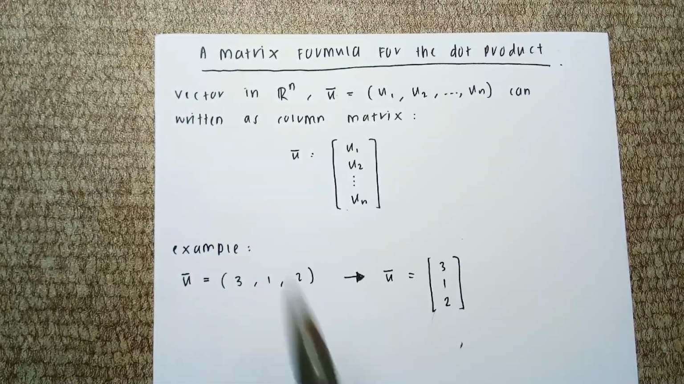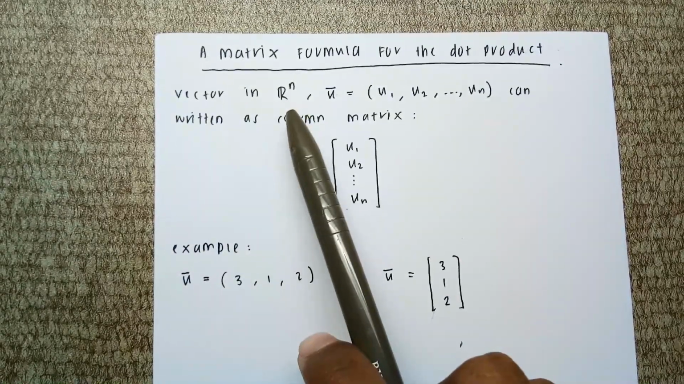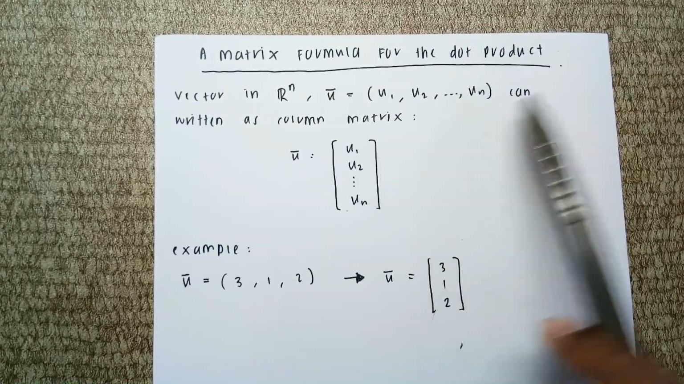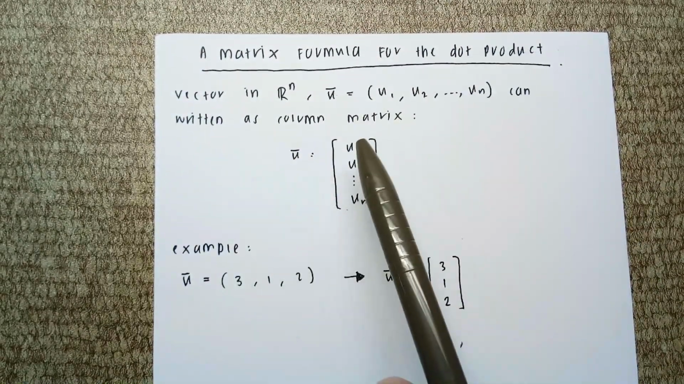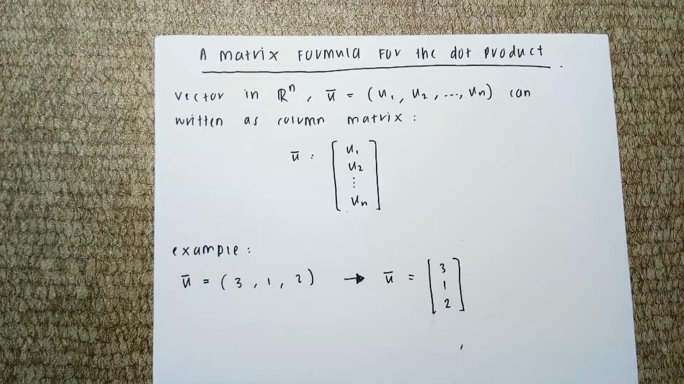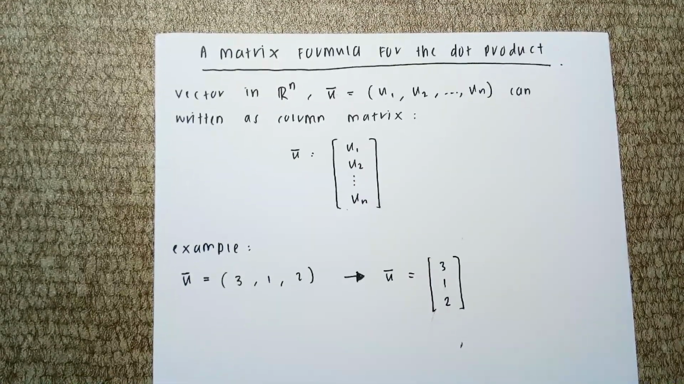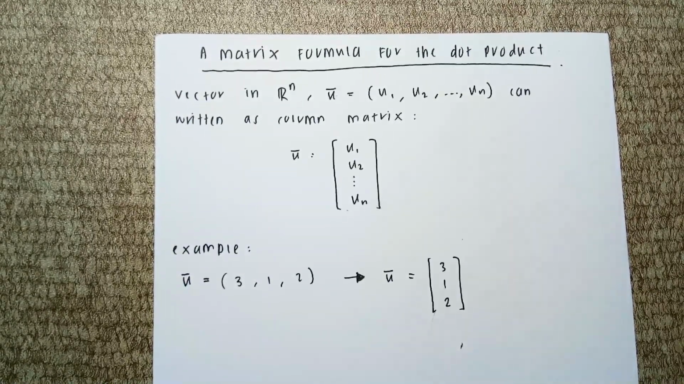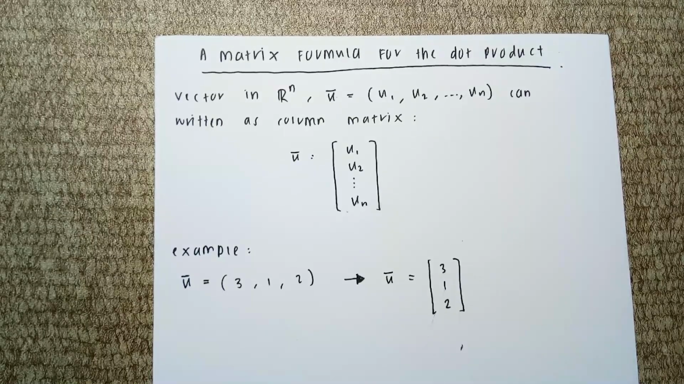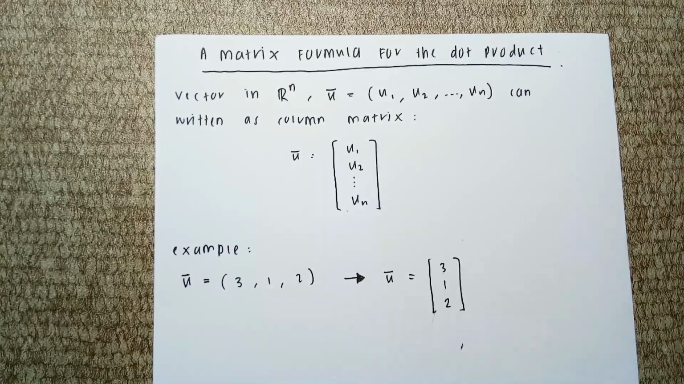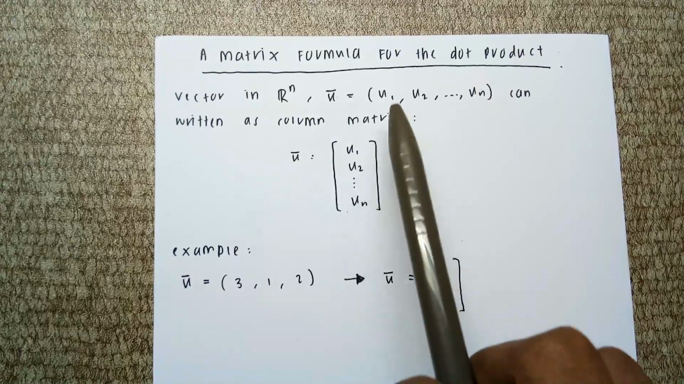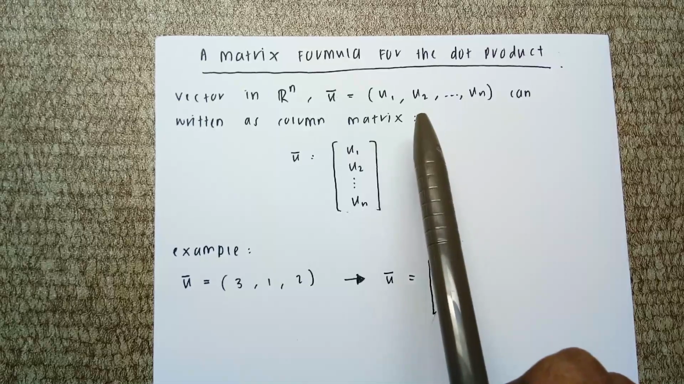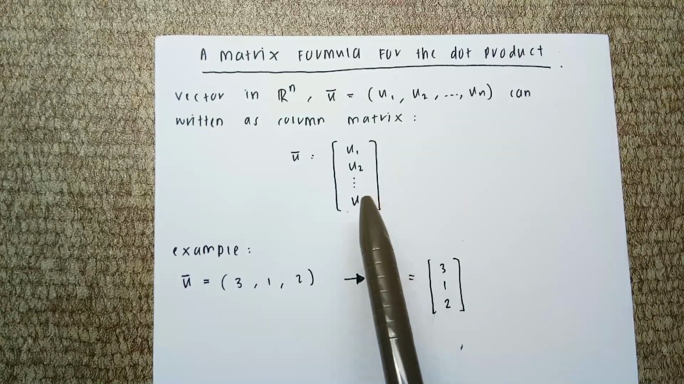First of all, a vector in R^n, u bar equals u1, u2, un, can be written as a column matrix. The question is how to change the vector into the matrix form. First of all, to change the vector into the matrix form, we have to see that each component of the vector has to be in a different row.